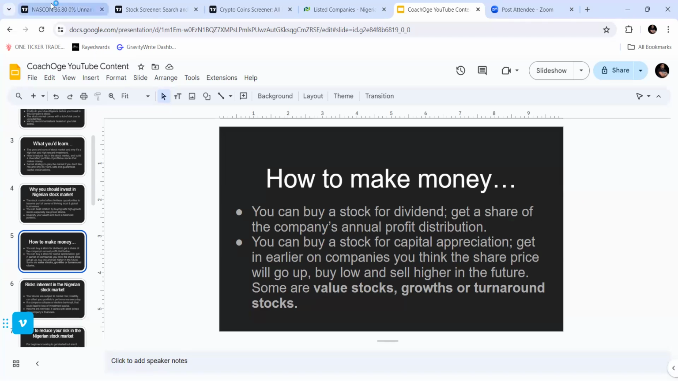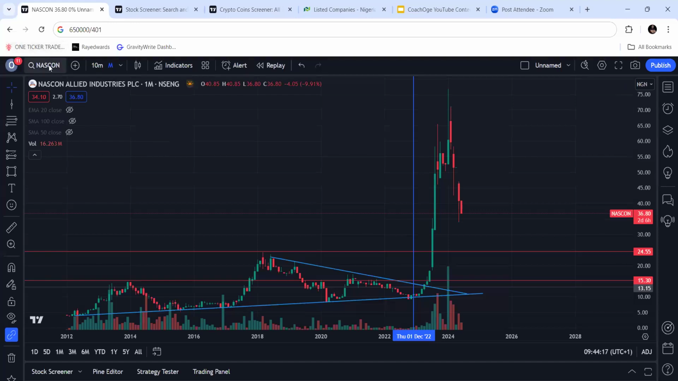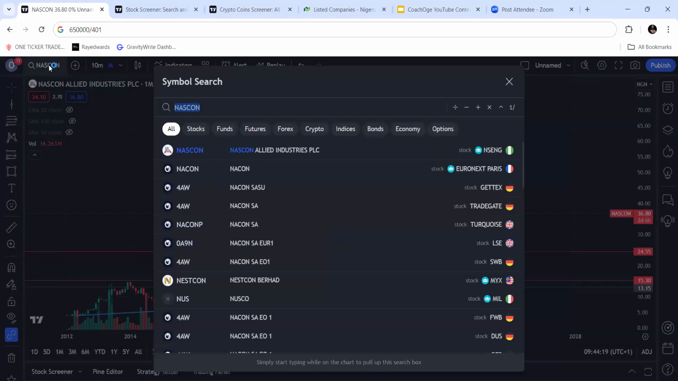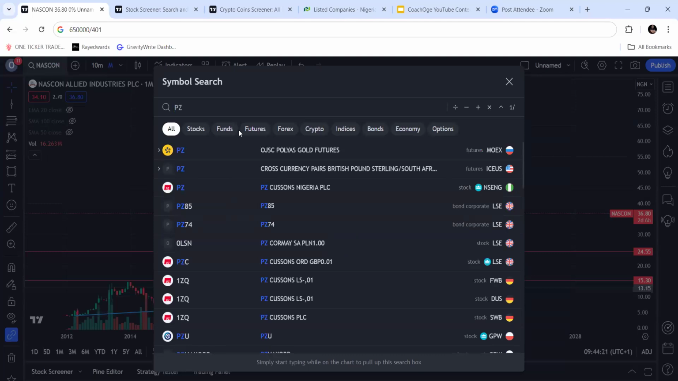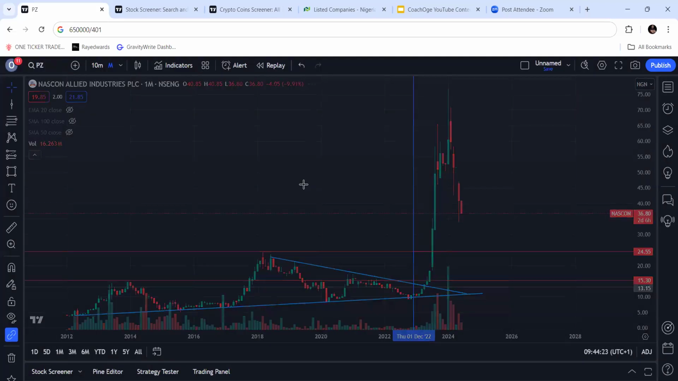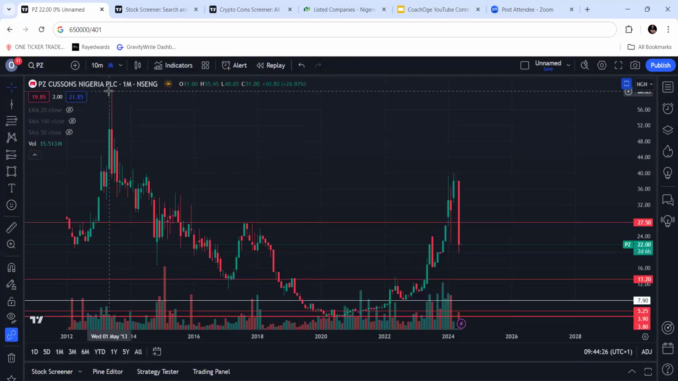Let me share one example of a turnaround stock. I've shared this multiple times in the market. An example of a turnaround stock is PZ. PZ was once beaten down. Can you see from a price of almost 59 to 60 naira, you can see how this stock crashed to reach a low of 3 and then picked up. So at the point where they are picking up, that's what we say they are turning around.